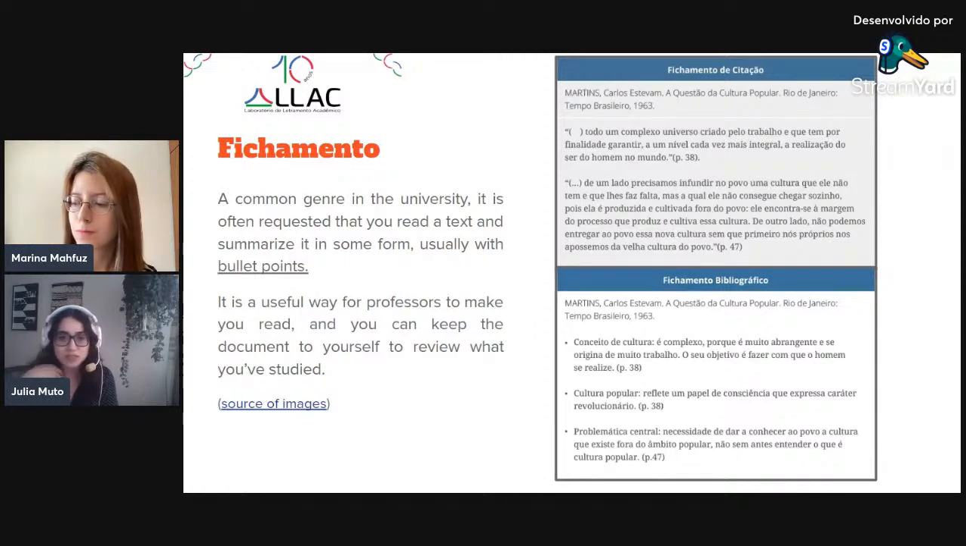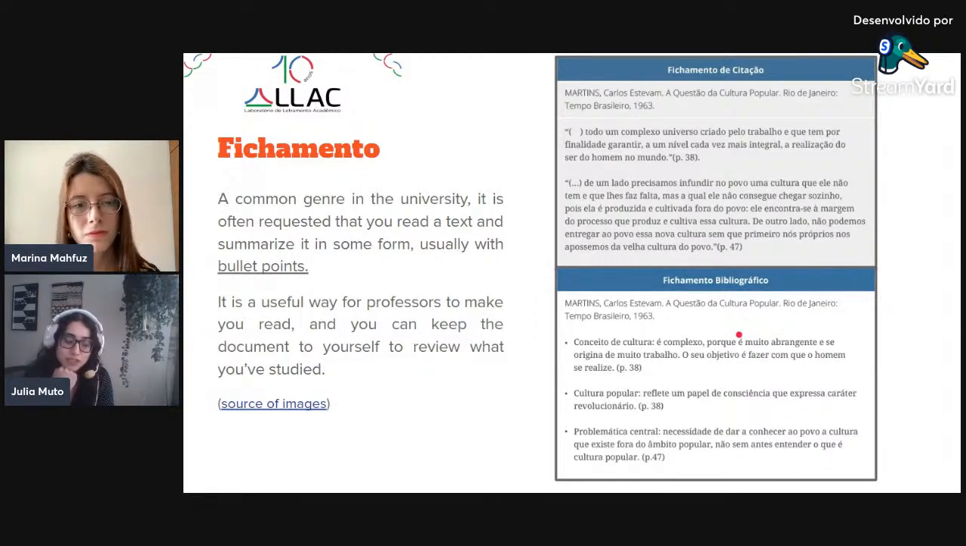And my experience was that I had to do fichamento sometimes, right? Some professors asked me to hand in a fichamento of a text. And it was often very confusing because I didn't know which type of fichamento they wanted, if they just wanted direct citations or if they wanted bullet points.